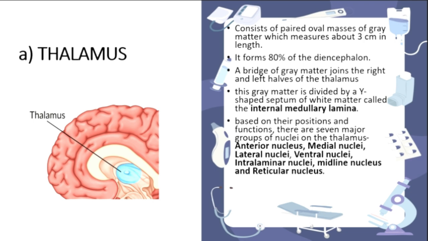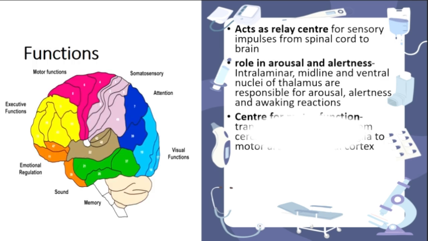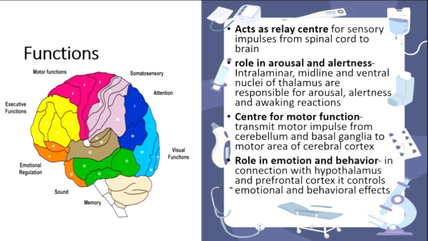The bridge of gray matter consists of a left and right half of the thalamus. So the gray matter has a right half and a left half of the thalamus, and this gray matter is divided by a Y-shaped septum, which is called the internal medullary lamina. Based on position and function, we divide this into various nuclei: anterior, medial, lateral, ventral. These are the positions, right? According to position, it's mentioned here, showing which position has which function.